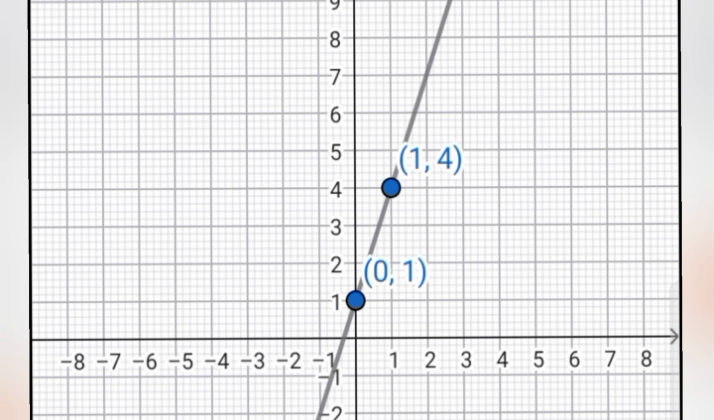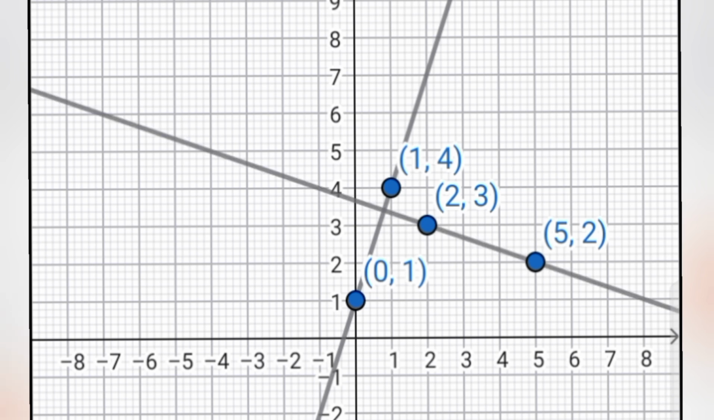And the perpendicular line passes through the point (2, 3). So we have this (2, 3). We go to the right 3 units. We must go down 1 unit. So we have this point (5, 2). And if we connect this point, this is our line x plus 3y equals 11.